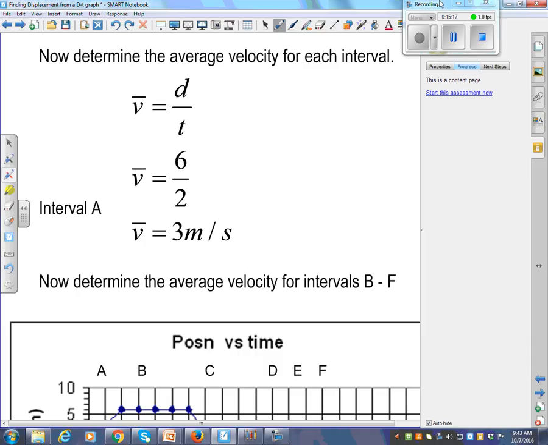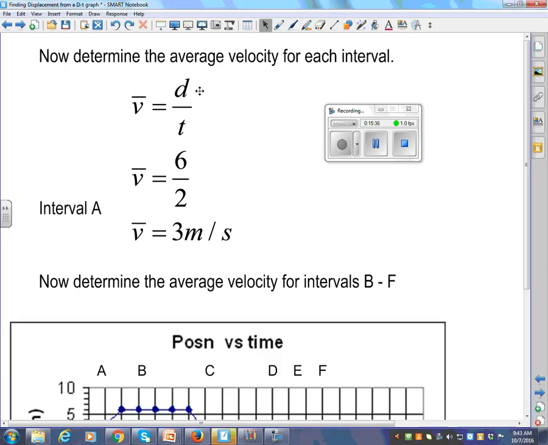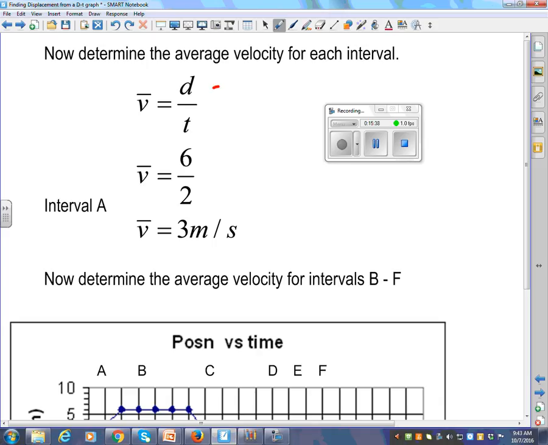Okay, last little bit here. Hang on. Yeah, I know it's a big lesson. Hang in there. Now determine the average velocity for each interval. Okay? We're doing the last one. The average velocity. Velocity is displacement over time. How do we find the displacement? We just did it. Final minus initial. And then you divide by the time it took to do it.